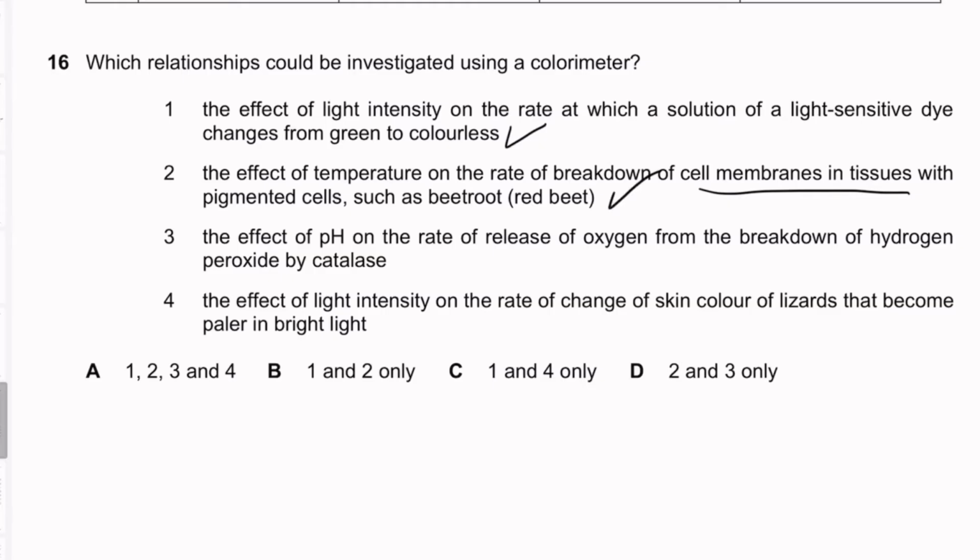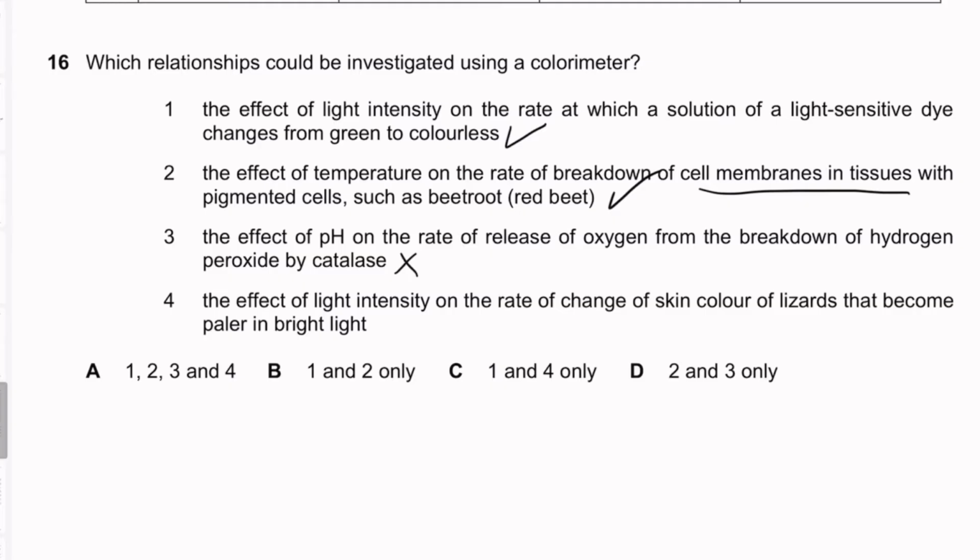Yeah, okay, the effect of pH on the rate of release of oxygen from the breakdown of hydrogen peroxide by catalase. This reaction does not have any color to it, so I would not understand how we can use a colorimeter. It's actually colorless. Hydrogen peroxide is colorless. It releases water, which is colorless. The only thing that is released is gas, and we cannot use a colorimeter to measure the rate of release of gas or oxygen. The effect of light intensity on the rate of change of skin color of lizards that become paler in bright light.